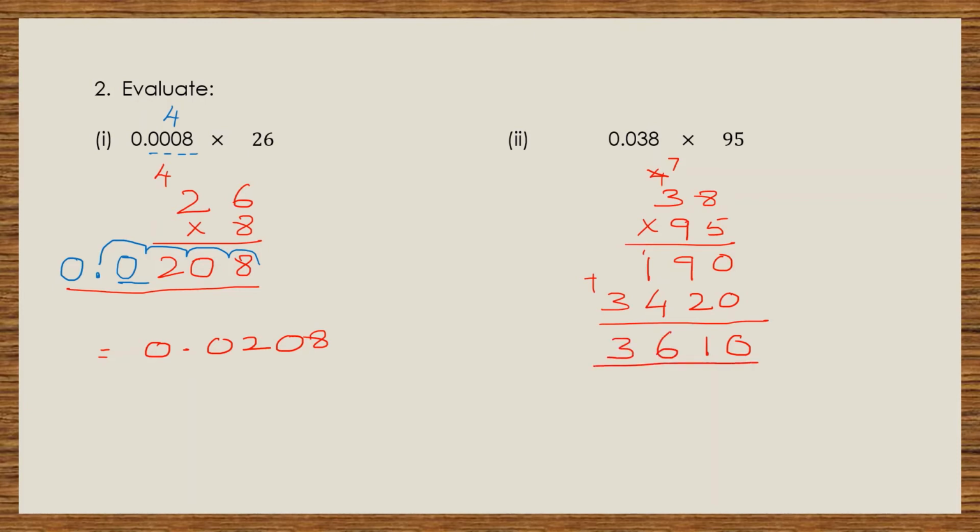So 3610. Decimal places 1, 2, 3. So 3 decimal places. Our answer also should have 3, 1, 2, 3. So the point comes here. So the final answer is 3.610.